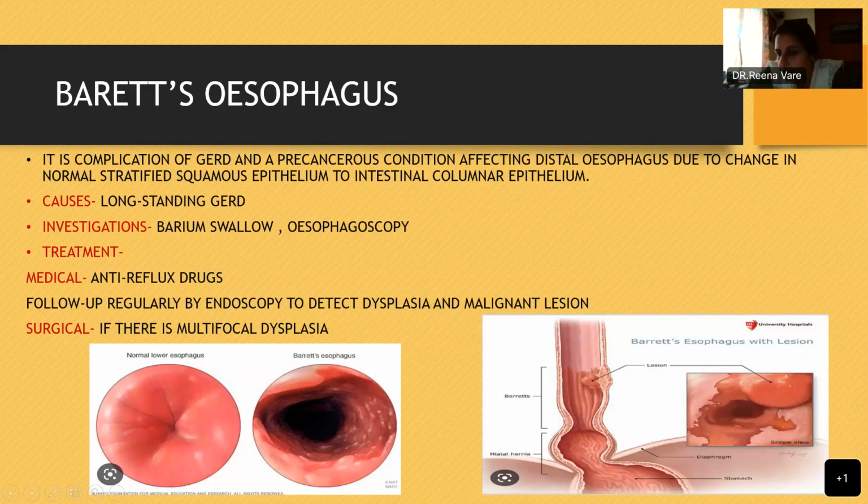There will be regular follow-up by endoscopy, which you have to do to know whether that acid has caused dysplasia and malignancy in the lower part of the esophagus. And if there is multifocal dysplasia, you will have to do surgery, where you remove that particular part so that it does not become a predominant site for malignancy.